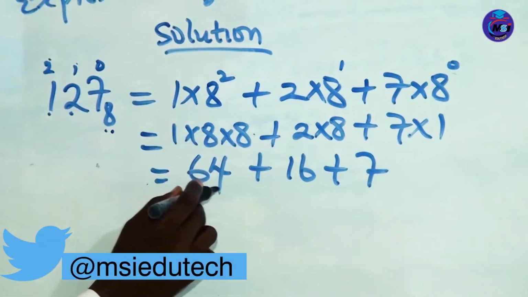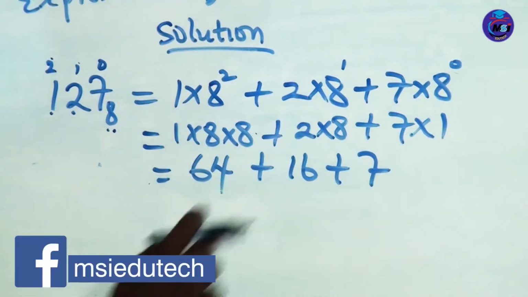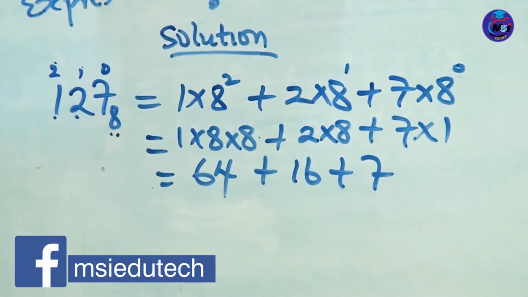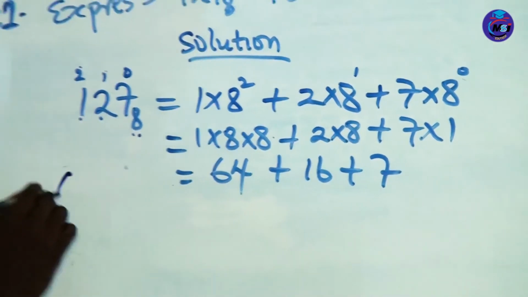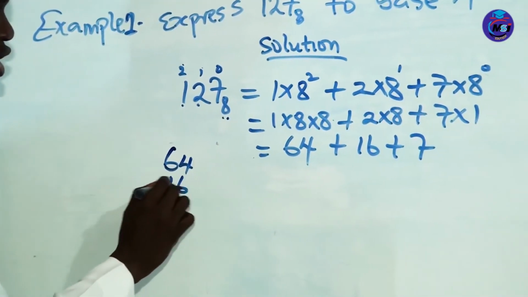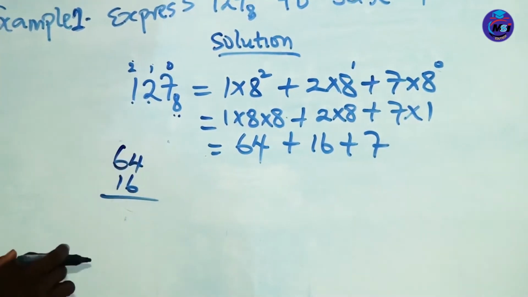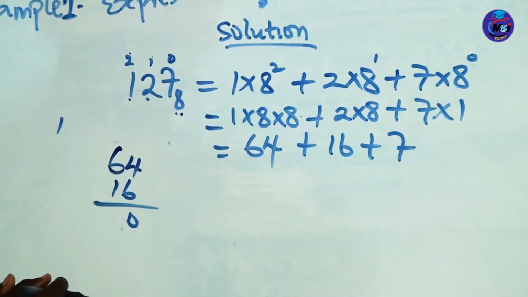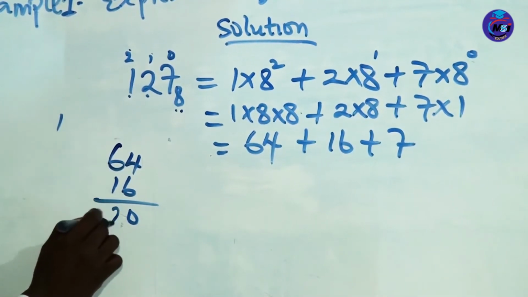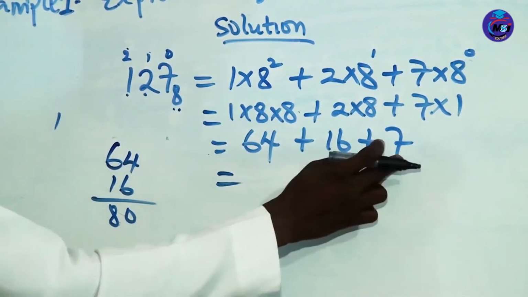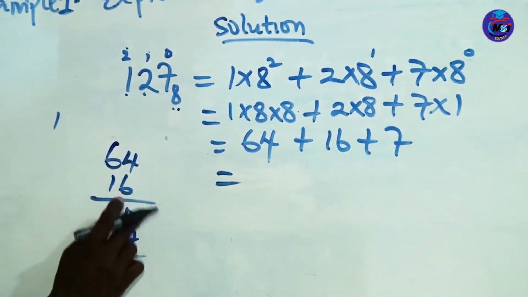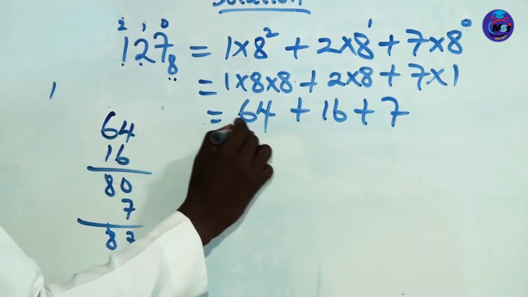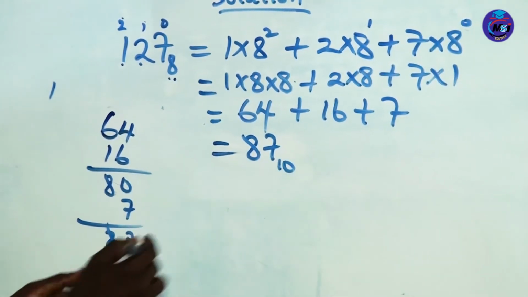Okay, 8 times 8 will give us 64, plus 2 times 8 will give us 16, and 7 times 1 will give us 7. So let's add together. We have 64 plus 16. 4 plus 6 will give us 10, is 0, take away 1. 6 plus 1 will give us 7, plus 1, 8. And we have 7 here, plus 7. 0 plus 7, 7. 8 will come down. We have 87 base 10.